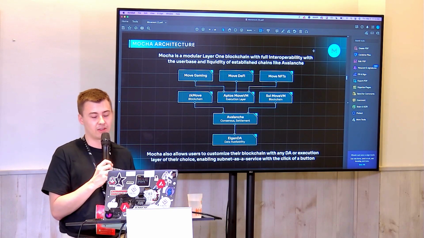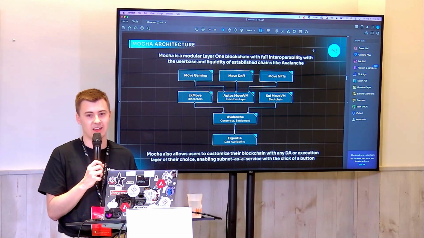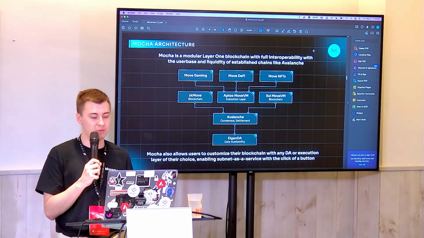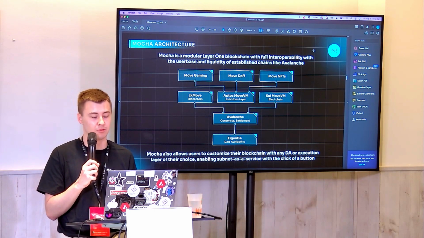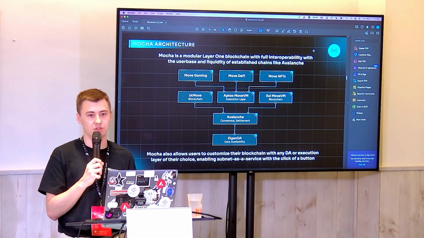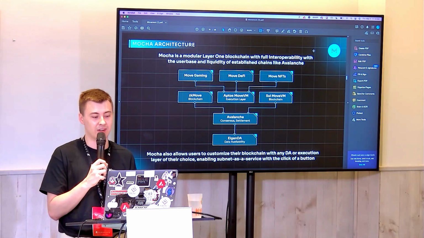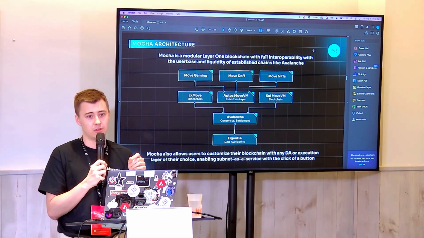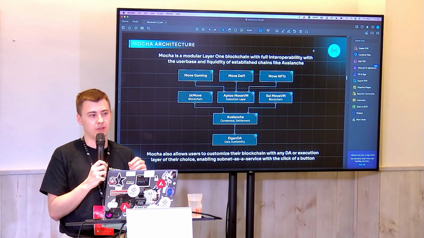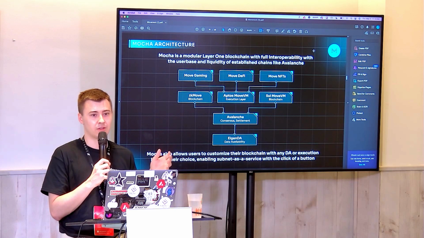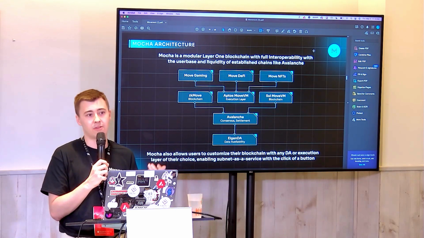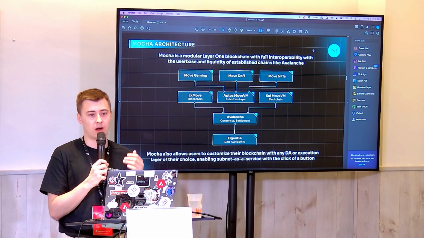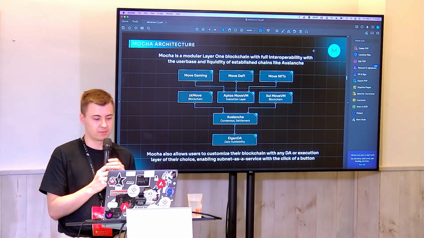All of this connects with the Avalanche consensus and settlement layers, and will be one of the first chains that is partnered with EigenDA to push their data availability layer as well. And if you are a builder on Mocha, you are able to choose what virtual machine you're building on. You're able to create your own custom blockchain stack for your application. And then above all else, you are connected to our users, our liquidity, and all of our projects out of the box.